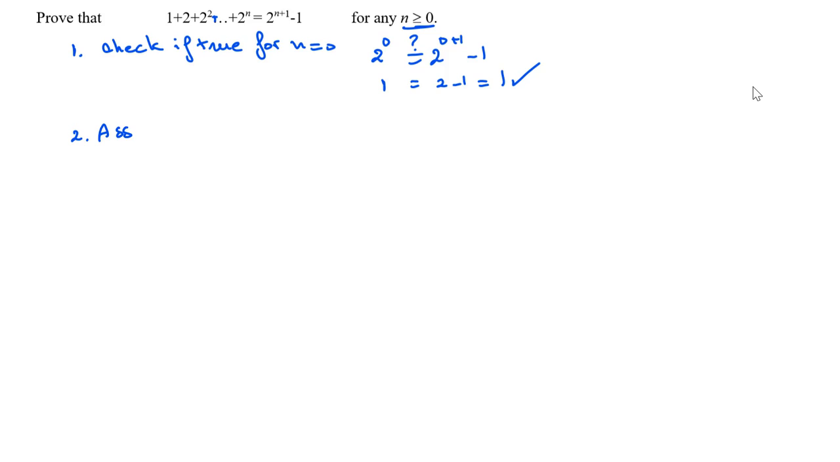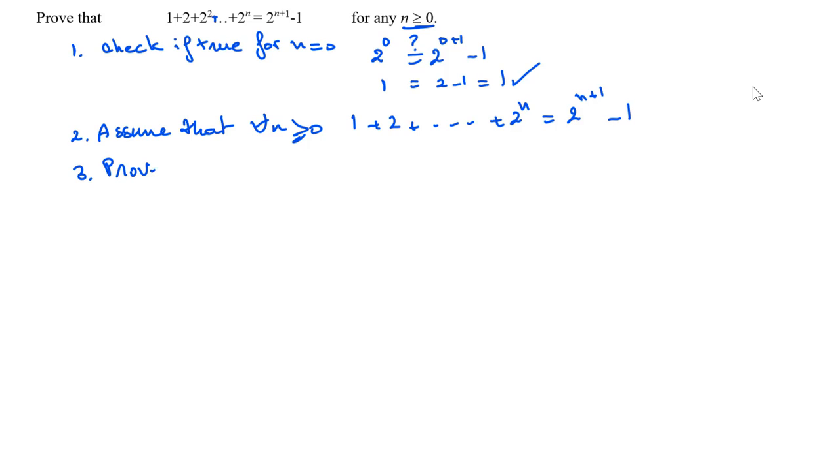Second thing, I'm going to assume what I need to prove, that for all n greater than or equal to 0, 1 plus 2 plus all the way to 2 to the n is equal to 2 to the n plus 1 minus 1. And number 3, I'm going to try to prove that for all n greater or equal to 0, 1 plus 2, but we don't stop at 2 to the n, we add one more, which is 2 to the n plus 1. You take n, replace it with n plus 1, and it must be equal to 2 to the n plus 2 minus 1. This is what we need to prove. If we prove this, we're done with the proof by induction.